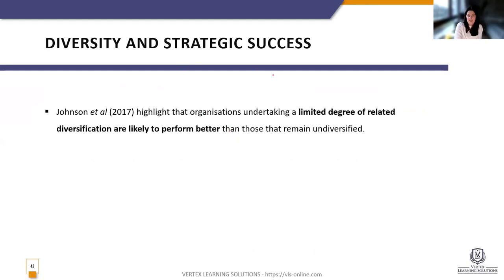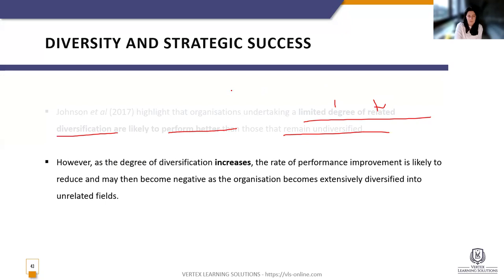As for diversity and strategic success, well, Johnson highlights that organizations undertaking a limited degree of related diversification are likely to perform better than those that remain undiversified. So it's better to diversify, but it's something that you are a bit familiar with. However, as the degree of diversification increases, the rate of performance improvement is likely to reduce and actually may become negative as organizations become extensively diversified into unrelated fields.